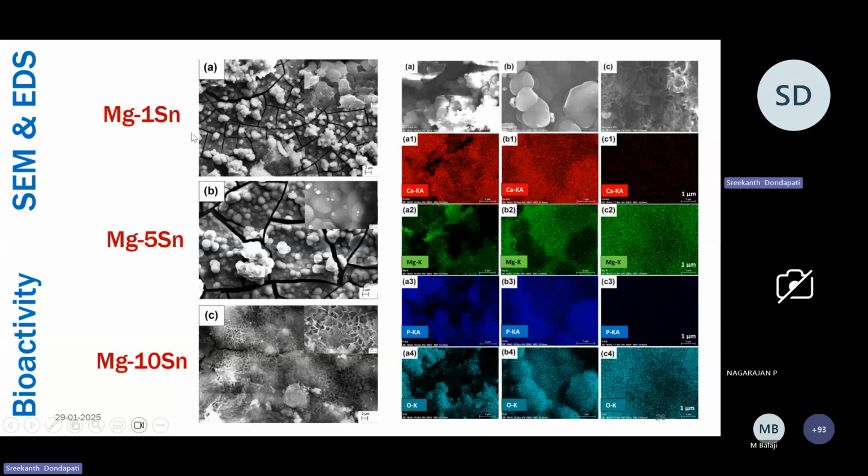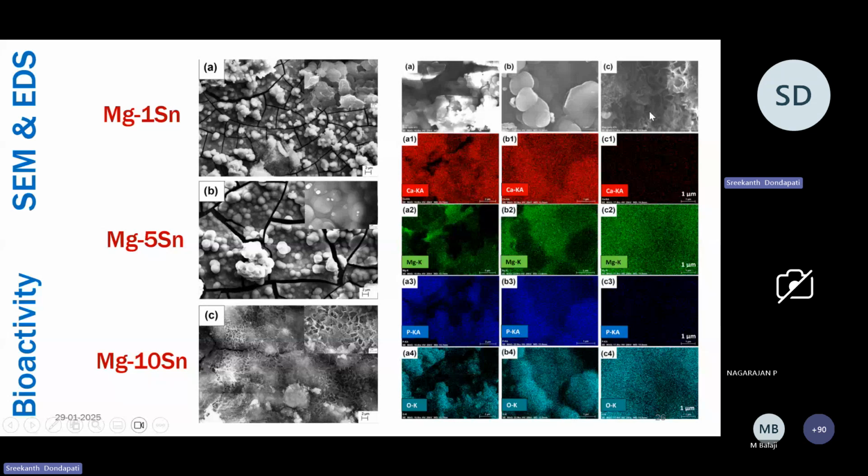If you see here in magnesium 1 tin and 5 tin, we can clearly see that the apatite formation is very nice. And in magnesium 10 tin, the morphology completely changes. I don't see any pearl-like structure here. It has some other kind of structure, like a network. And if you look at the elemental mapping, it's very clear that in these two, 1 tin and 5 tin, we can clearly see the calcium and phosphate presence, full of calcium and phosphate, indicating that some kind of hydroxyapatite formation or biomineralization has occurred.